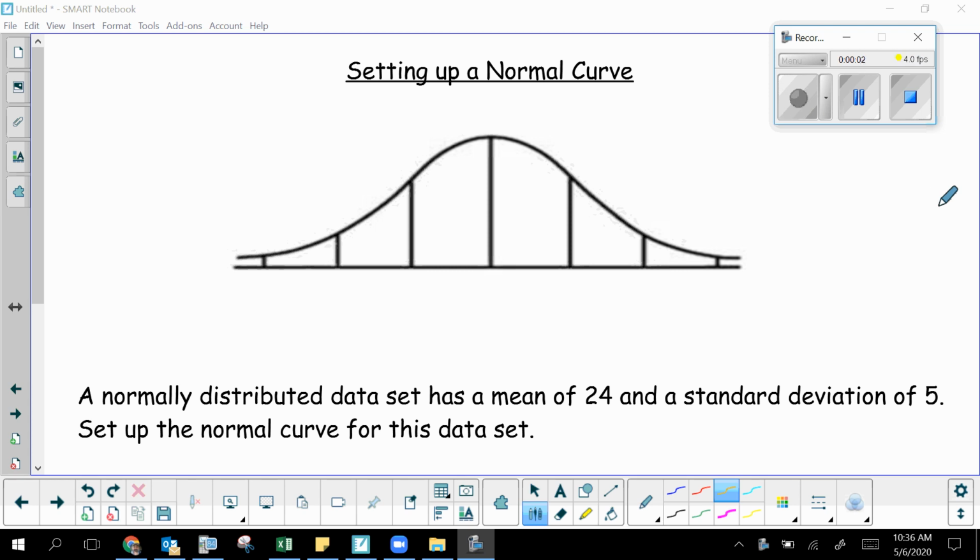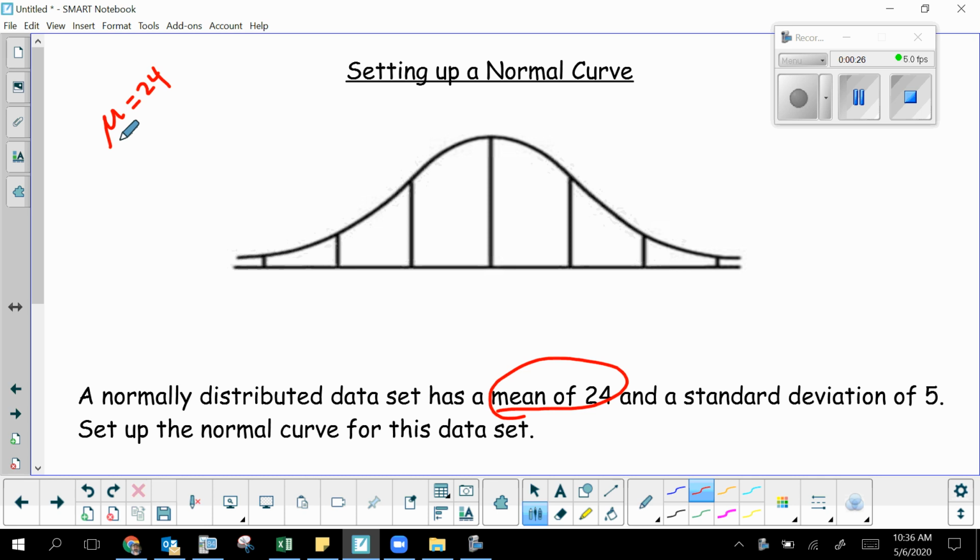Let's take a look at how to set up a normal curve when given the mean and standard deviation for a population set. It doesn't matter what this information is for, but we know that we have a normally distributed data set that has a mean of 24 and a standard deviation of 5. Let's pull out that information. Mean of 24 means that mu is equal to 24.